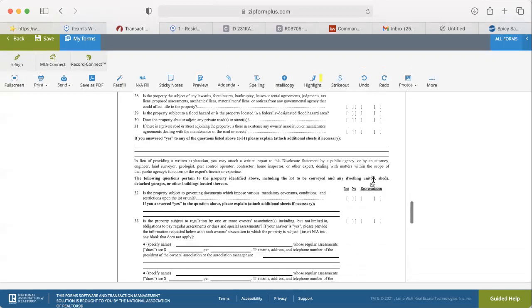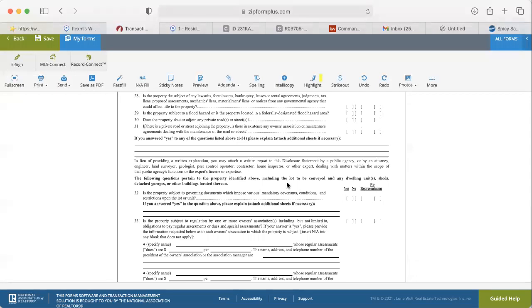We had this happen this weekend, where number 29 says, is the property subject to a flood hazard or is the property located in a federally designated flood hazard area? It was left totally blank. The seller did not check yes or no or no representation. The buyer found out from a neighbor that they had 2 feet of water in the garage after Florence.